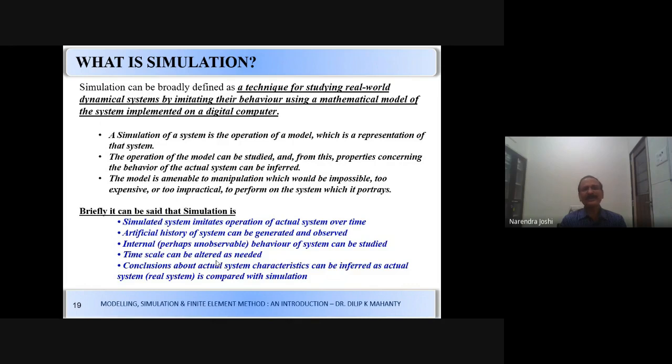So, it can be said that simulation of systems indicates operation of the actual system over time. Artificial history of the system can be generated and observed. Internal, perhaps unobservable behavior of the system can be studied. Timescale can be altered as needed. I need not wait for, suppose, a process taking place over 6 hours. Just to understand the system model, I can run it for a couple of minutes. Conclusions about actual system characteristics can be inferred as the actual system is compared to the simulation.